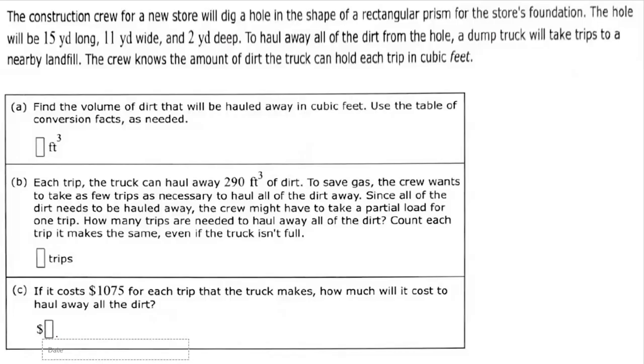Okay. B, each trip the truck can haul 290 cubic feet of dirt. To save gas, the crew wants to take as few trips as necessary to haul all the dirt away. So how many trips are needed to haul away all of the dirt? And C, if it costs $1,075 for each trip that the truck makes, how much will it cost to haul away all the dirt?